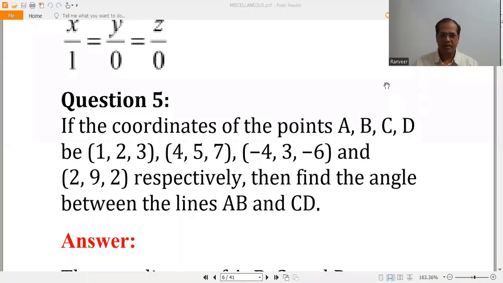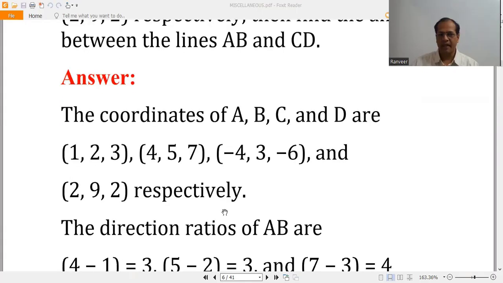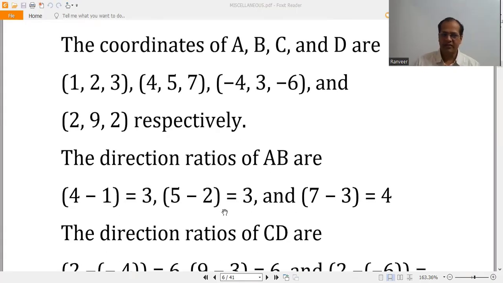Question number 5. If the coordinates of the points A, B, C and D are given, find the angle between AB and CD. We have to find the angle between AB and CD. So this is the coordinate of A, B, C, D. Now, since ABCD is given, the direction ratio of AB we can write here, where this is A and this is B.